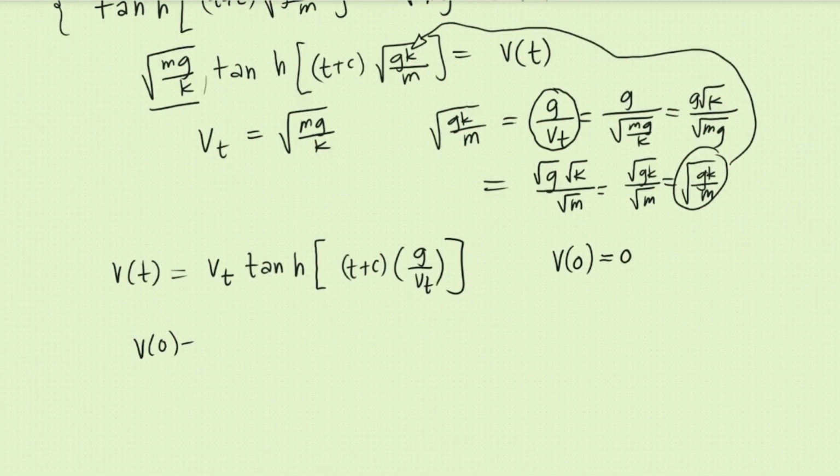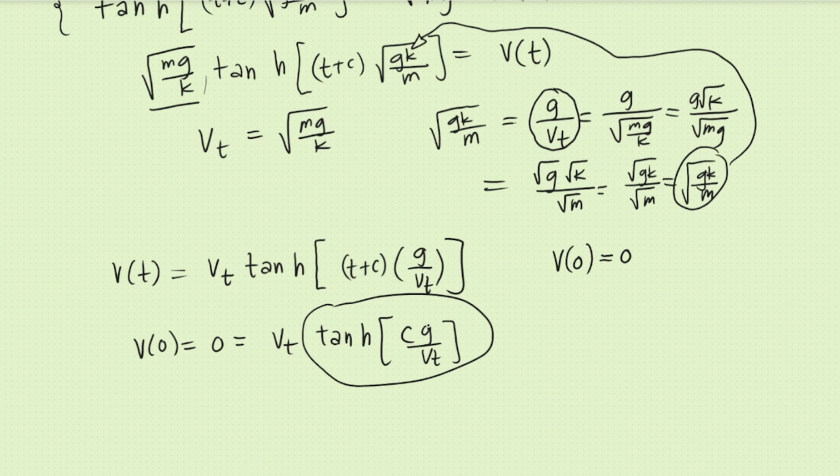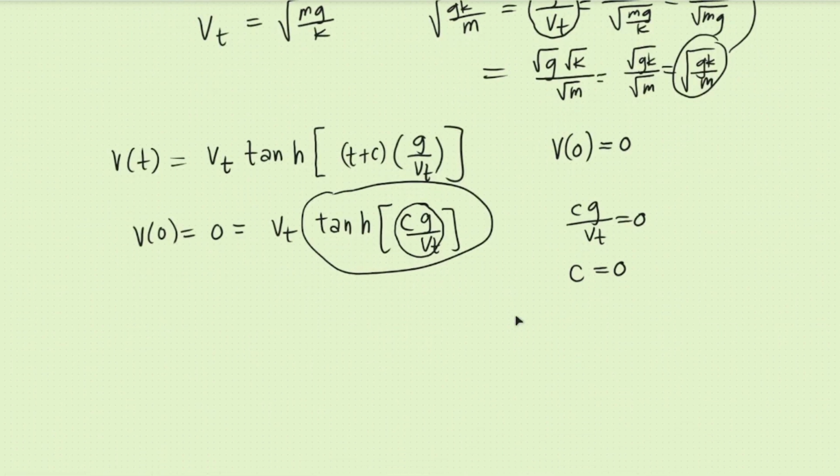v of 0 is equal to 0, which is equal to vt times hyperbolic tangent of 0 plus c, which is just c times g over vt, right? But to make this expression a 0, this should be a 0. So we'll make cg over vt equal to 0. So that's why c is equal to 0, given that initial condition.